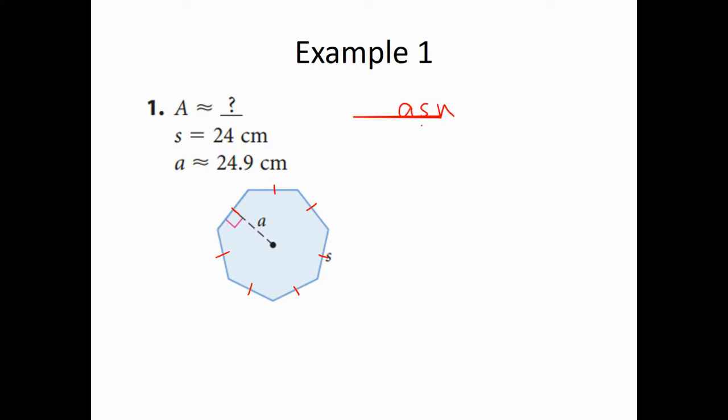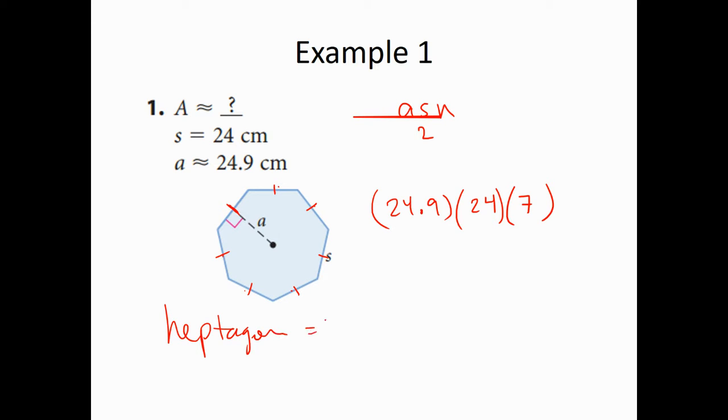I always remember it as ASN over 2 for some reason. So I'm going to do the apothem first, which is 24.9, then multiply times the side length. And then n is how many sides there are, so I have to count. 1, 2, 3, 4, 5, 6, 7. So it's a heptagon. Another way I could give you this problem is to say the word heptagon instead of having a picture, and you'd have to know that that's 7 sides. And then we divide this by 2.